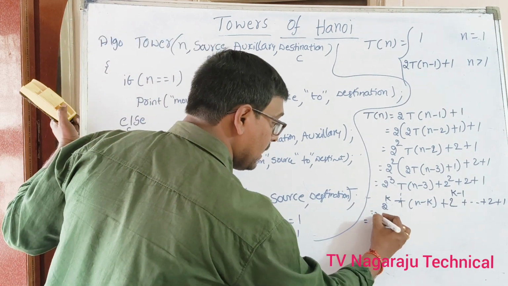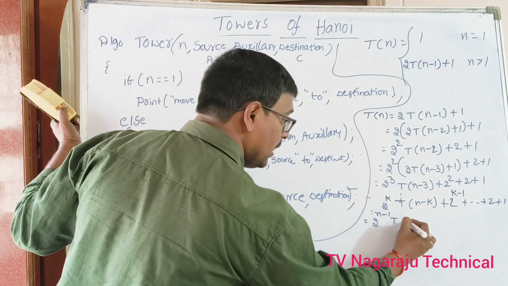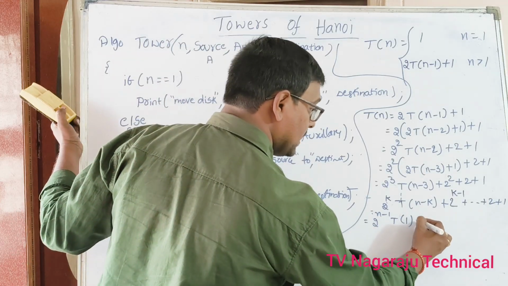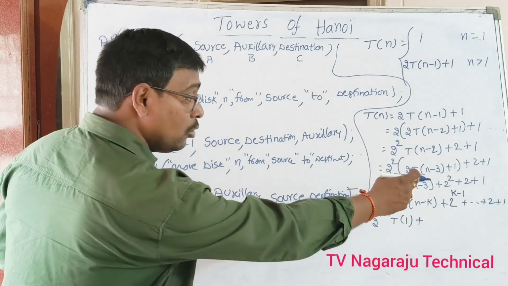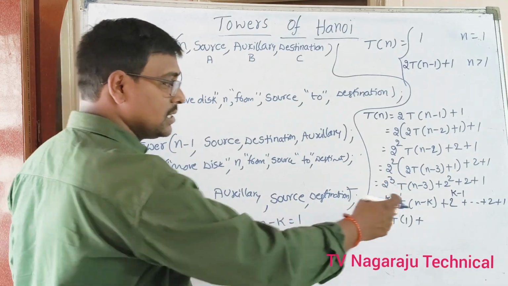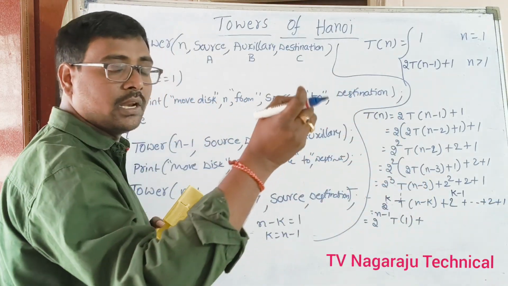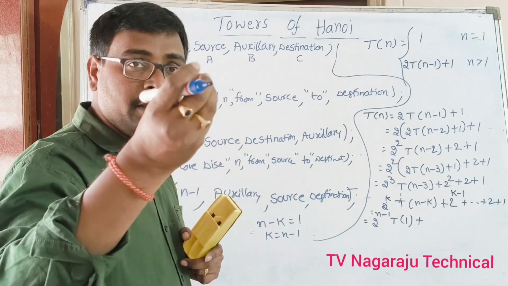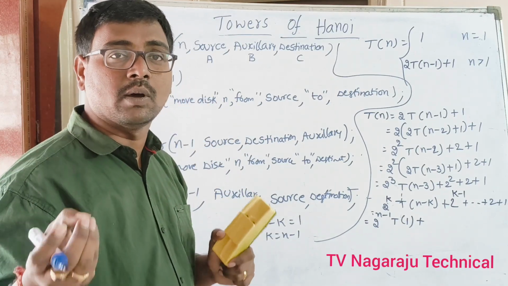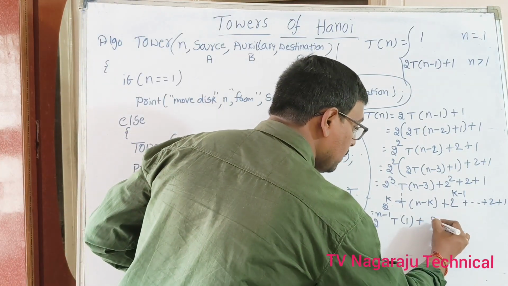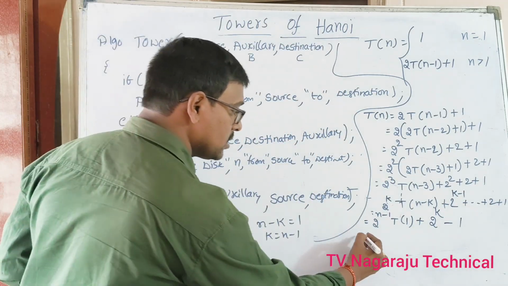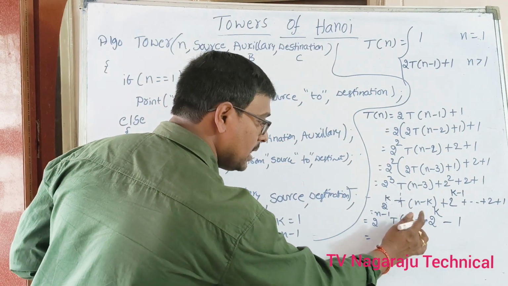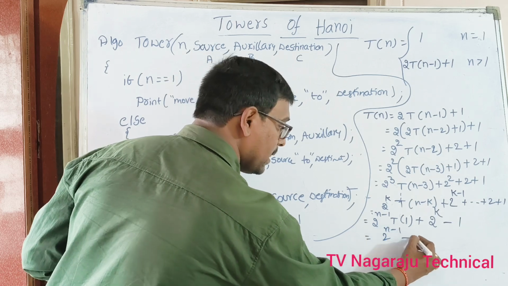So 2 power n minus 1 into T of 1, plus 2 power k minus 1. This is a geometric progression, so a into r power n minus 1 by r minus 1. Simply 2 power k minus 1. So 2 power n minus 1 into 1, plus 2 power n minus 1.